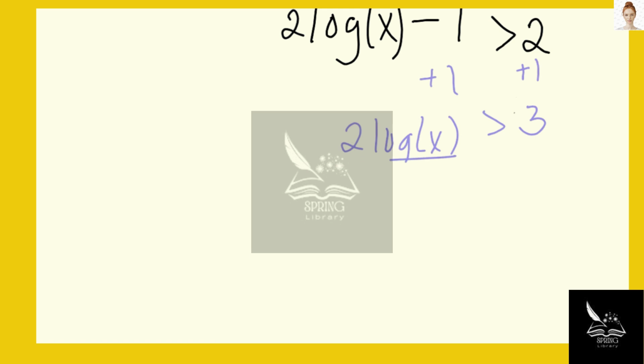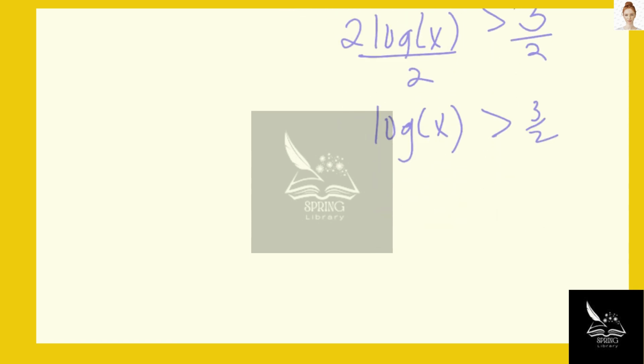Now I would divide both sides by 2. And again, dividing by a positive number does not change the sense of the sign. That would just become the log of x is greater than 1.5 or 3/2. Now we have to change this so that it is no longer a logarithmic inequality. And this is a log base 10 of x. So this means 10 to the power of 3/2.